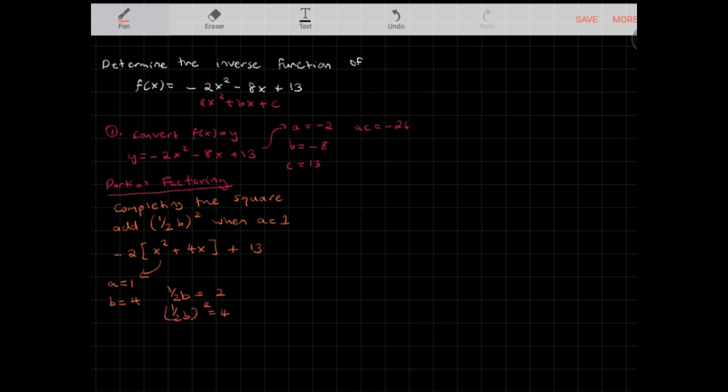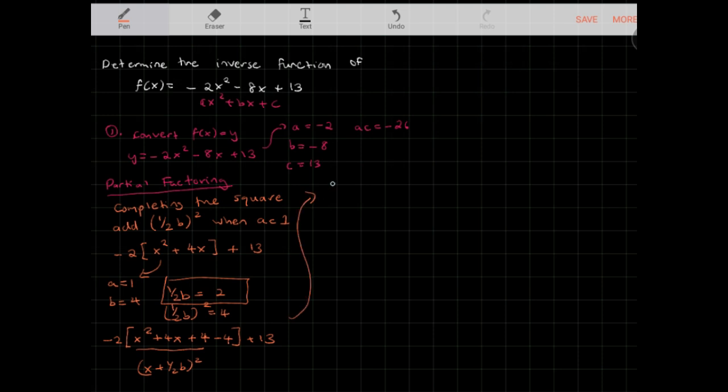Okay, so we want to add the 1/2 b squared term on the inside. We get negative 2 on the outside, x squared plus 4x plus 4, but I can't just add 4 to an expression or an equation because it will change the value, so I'm going to subtract 4 to offset what I just did. And you can notice that these three terms form a perfect square trinomial, which you can factor as x plus 1/2 b, squared. That's one of the reasons why I wrote down the 1/2 b term, because it helps us to factor it.